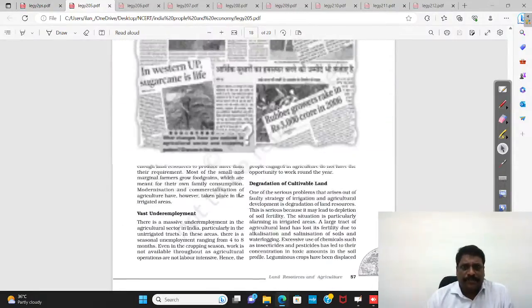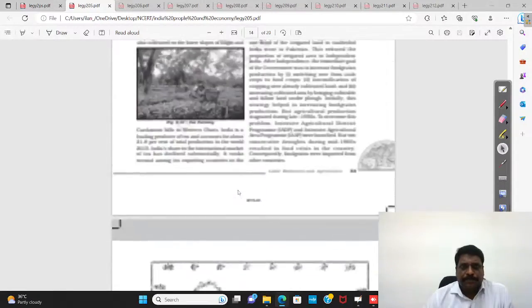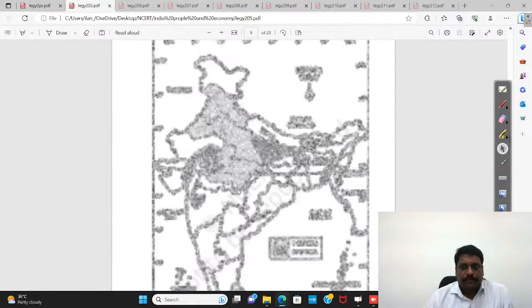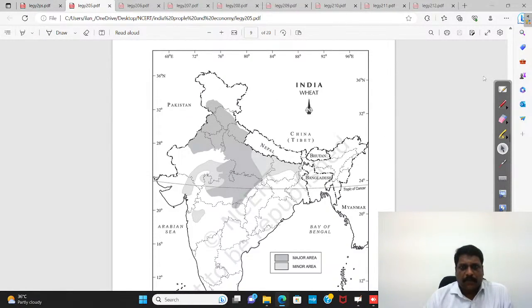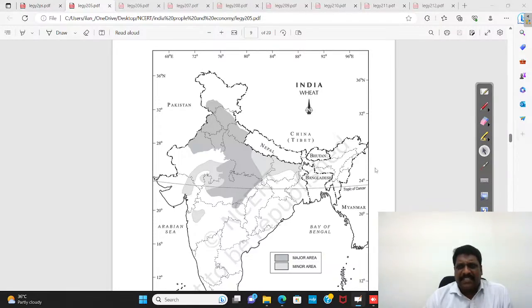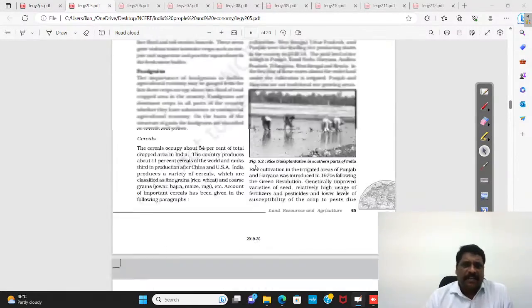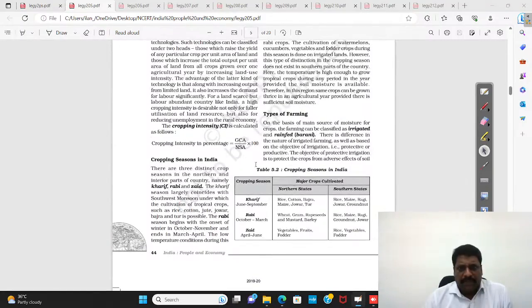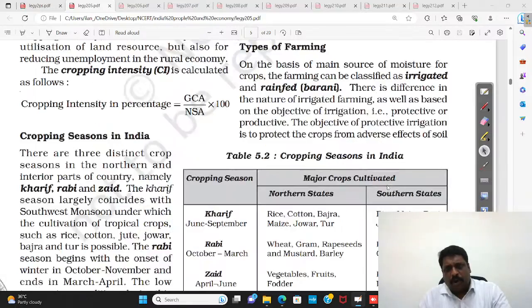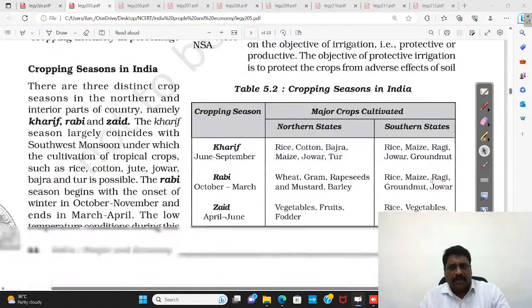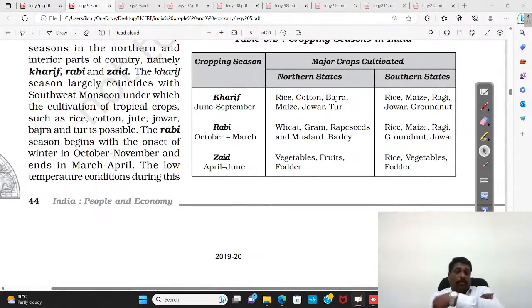When I talk about agriculture, what is the basic idea? First and foremost, what exactly are the different types of crops we have? So, major crops. What do you mean by kharif crop? You call them a cropping season.